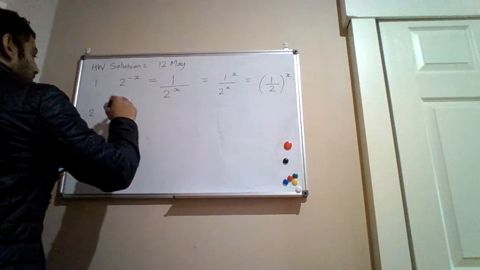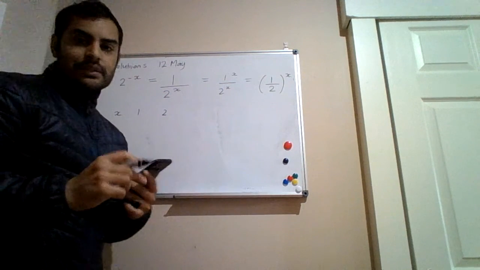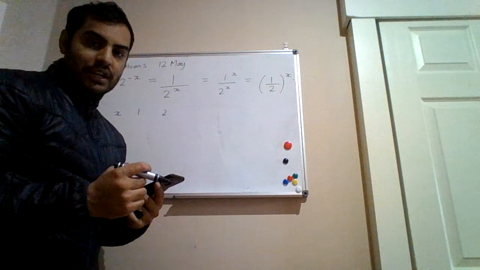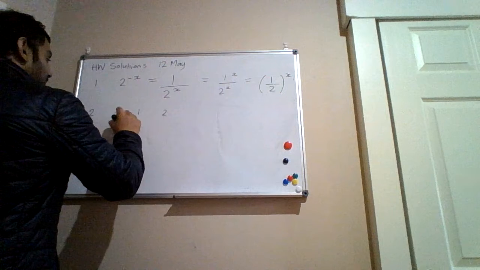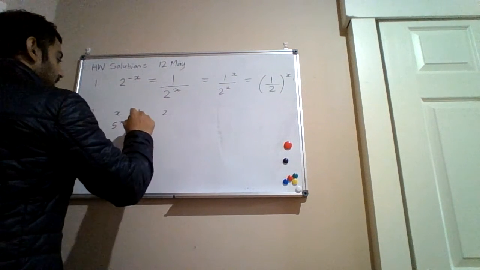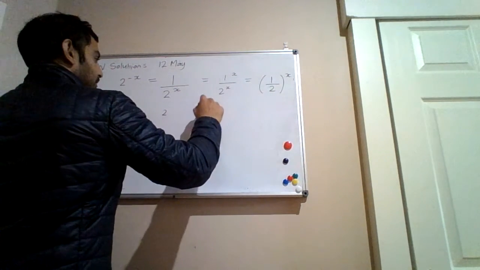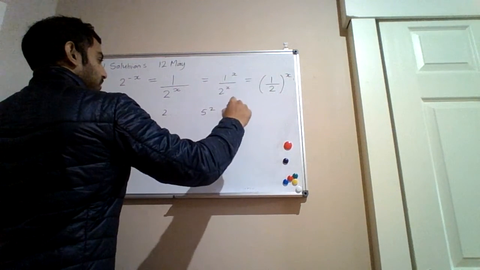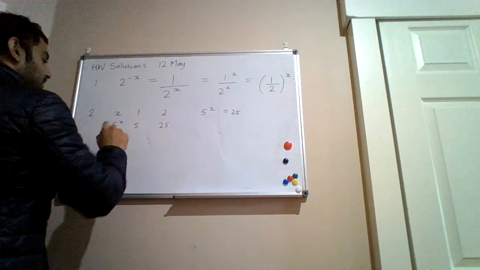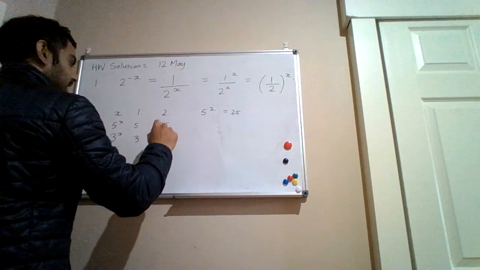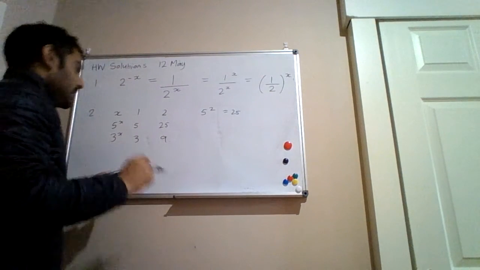So I'm going to pick some positive values of x, 1 and 2. And we're going to see when we input these values into each of the graphs, what the y values will be. So for 5 to the power of x, when we substitute 1, we get 5 to the power of 1, which is 5. When we substitute 2, we get 5 squared, which is 25. For 3 to the power of x, when we substitute 1, it's 3 to the power of 1, which is 3. And when we substitute 2, we get 3 squared, which is 9.